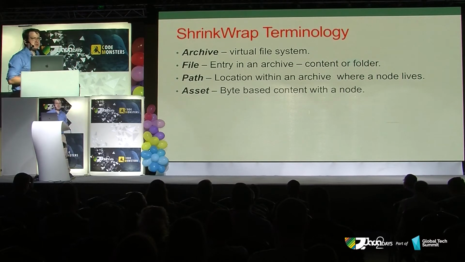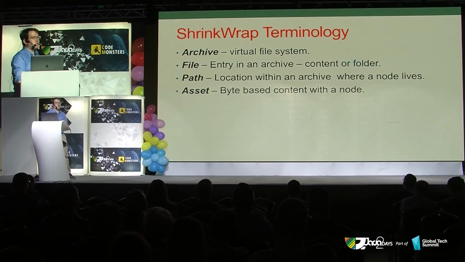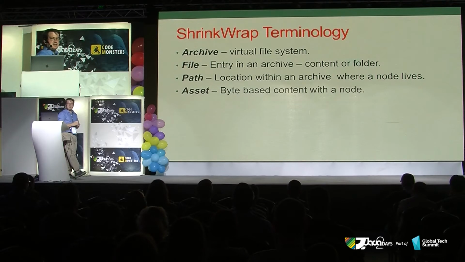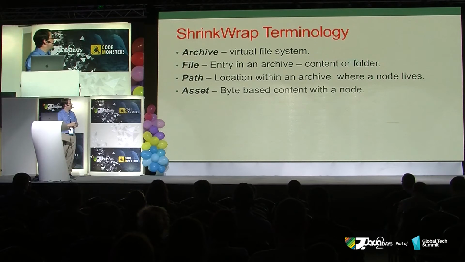In terms of ShrinkWrap terminology, an archive is a virtual file system. So you're not actually building up something that's necessarily generated out; you're building up something virtually. You're building up a virtual WAR, and then that's what gets deployed to the GlassFish container. A node is an entry in an archive, a content or a folder. A path is a location within an archive where a node lives, and an asset is byte content within a node.